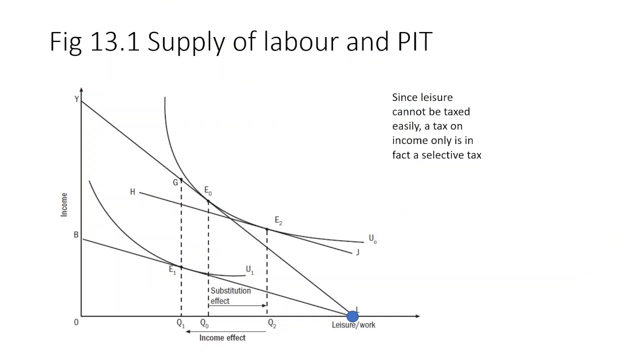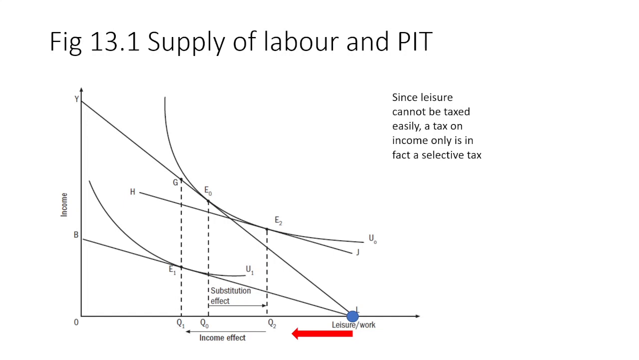So let's look at a graph. 13.1 is really important. I've repeated in the box, since leisure cannot be taxed easily, a tax on income only. If you only tax income, then we basically have a selective tax. So do you remember from economics 2 to 4, those of you who had 2 to 4, if we look at the horizontal axis, then we could either show work from right to left. Let's say point L refers to a certain number of hours. I think the textbook talks about 18 hours. The rest is just sleep.